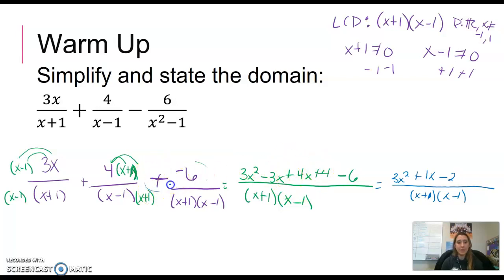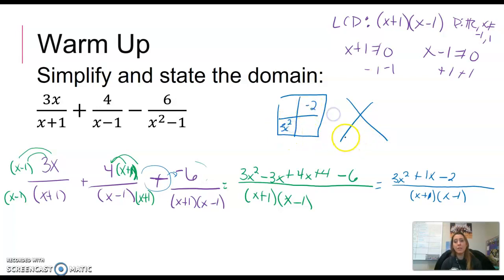I distributed the negative right here. I made this a plus and changed this numerator to negative. So now I have to see if I can do any factoring. Well, I don't see any GCFs, greatest common factors, so I'm going to go to the box. And I'm going to put 3x squared here, -2 here, and a 1x here. So I need to multiply those, and I get -6x squared. So then I know that I'm going to have a 3x and a -2x. Multiply those together, I get -6. Add them together, I get a +1.